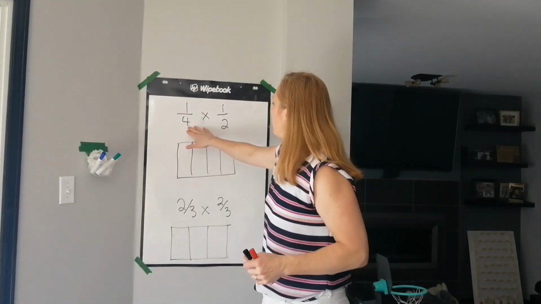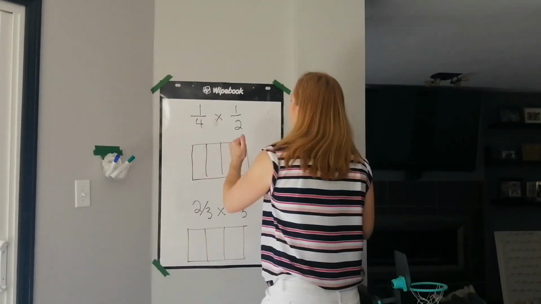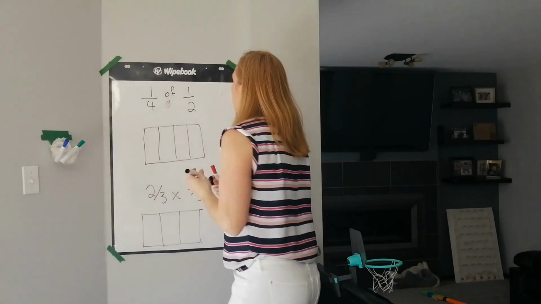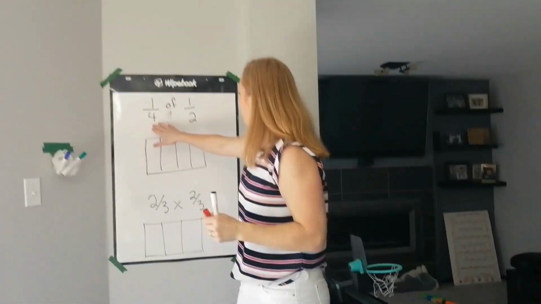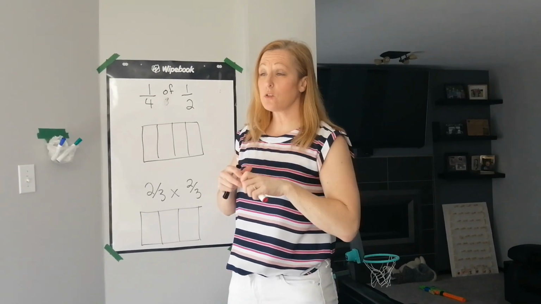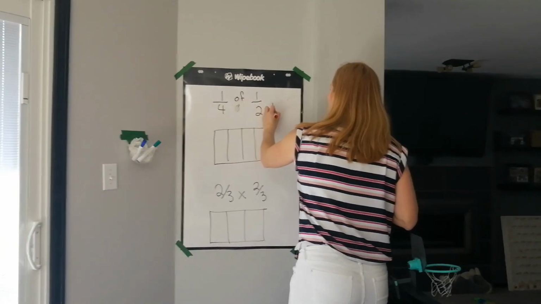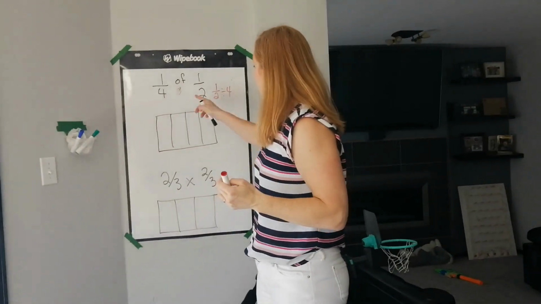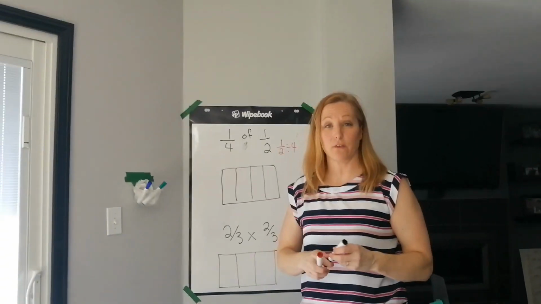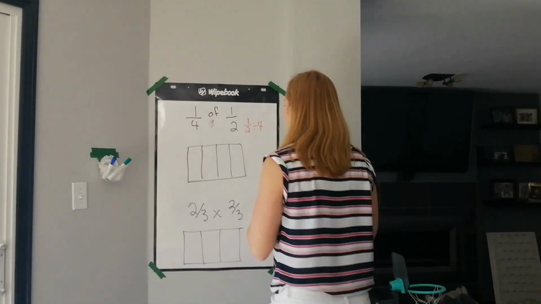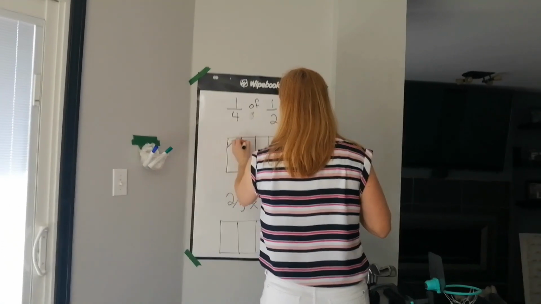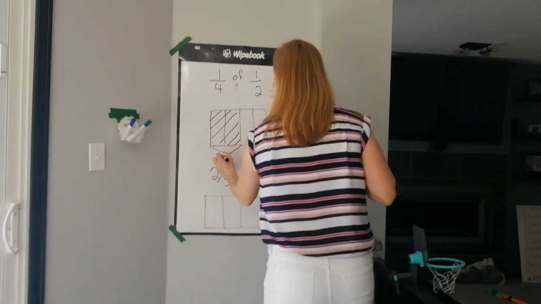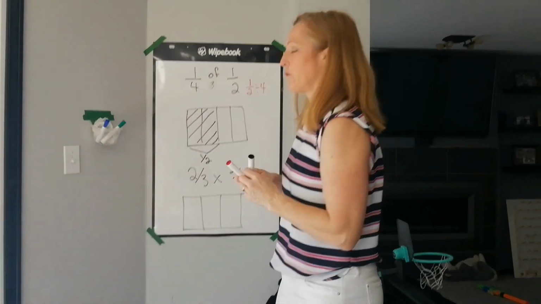Next question, I've got 1/4 times 1/2. Let's keep in mind that, again, times is of. So we're trying to find 1/4 of 1/2. Interesting, it's actually the same as 1/2 divided by 4. So if I'm trying to find 1/4 of a half, what do I need to find first? Well, I better find a half. So I'm going to shade in a half. There we go. I've shaded in 1/2, and I'm going to label half.